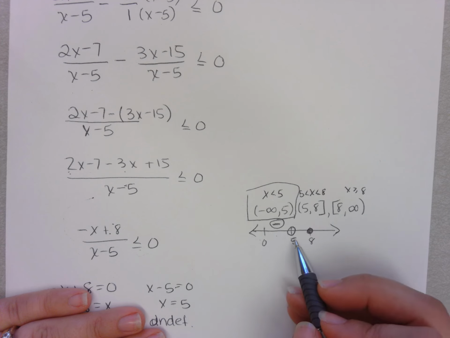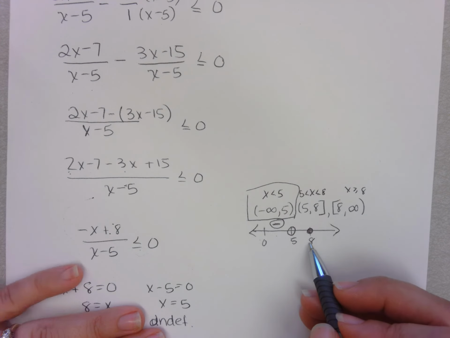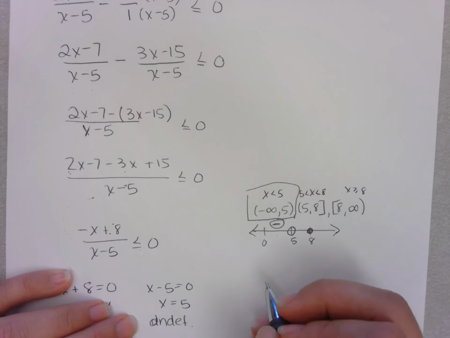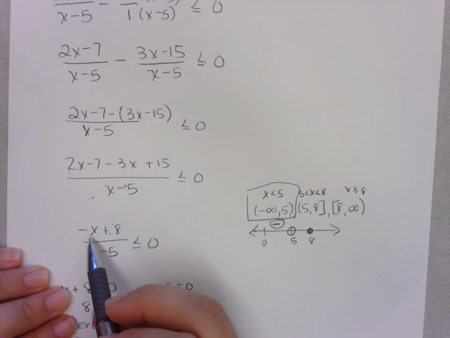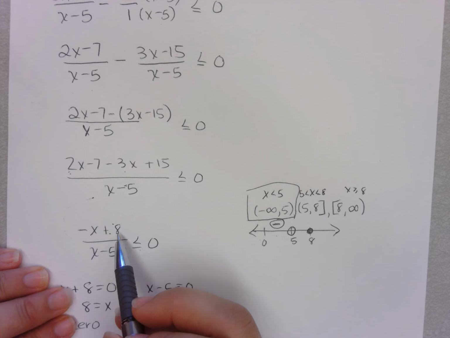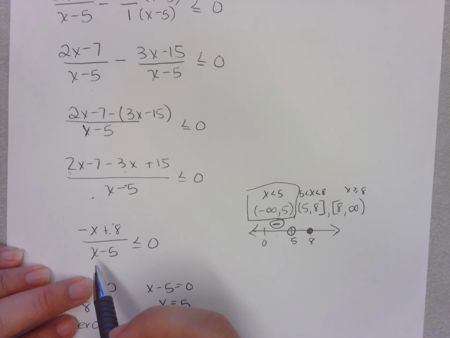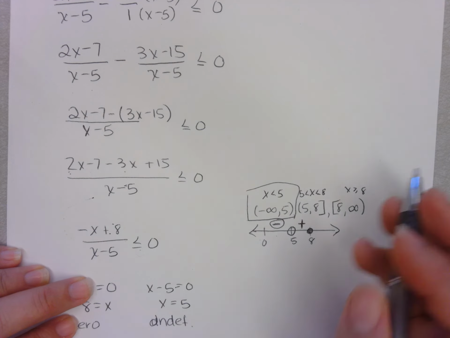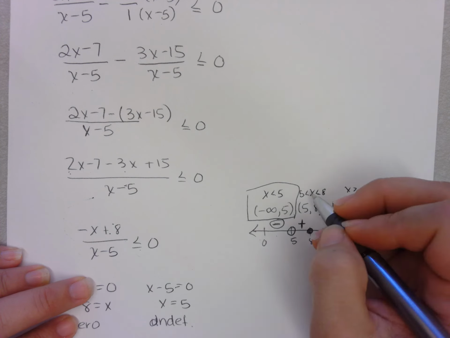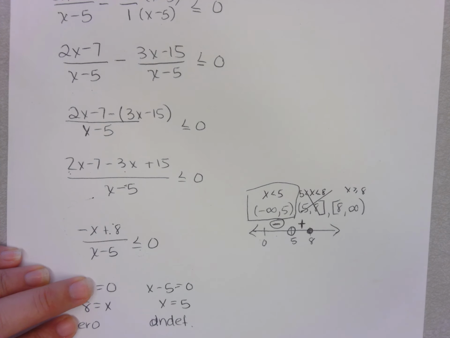All right, so now I want to choose a number between 5 and 8. So how about if we choose 7? If I plug in 7 here, I'm going to get negative 7 plus 8, which is positive. And if I plug in 7 here, I get 7 minus 2, which is positive. So positive divided by positive is still positive, right? So it's positive in here. I know I'm looking for something negative. That's not going to be part of my solution.